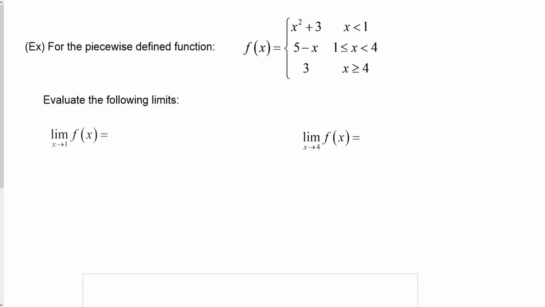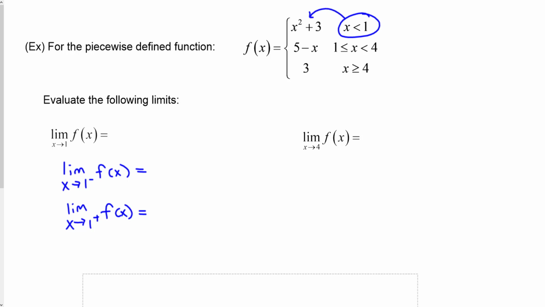Now, what we can do is, because we know that they're continuous at these values, you can actually calculate this piecewise limit by doing, let's say, the limit as x approaches 1 from the left of your function, the limit as x approaches 1 from the right of your function, by just plugging 1 into each of the different respective functions. So from the left, those would be values that are less than 1. So we would be using the function x squared plus 3. So this would be 1 squared plus 3, which is 4. From the right, so places where x is greater than or equal to 1, we use this function, 5 minus x. So 5 minus 1 is 4.